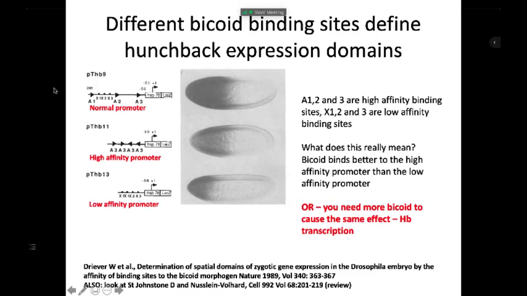So again, here is our normal promoter. We get our normal bicoid pattern of expression. And we have a high affinity promoter, which binds bicoid better than the low affinity promoter, which binds bicoid less well. So bicoid binds better to the high affinity promoter than the low affinity promoter. Or in the low affinity promoter, you need more bicoid to cause the same effect, which is hunchback transcription.